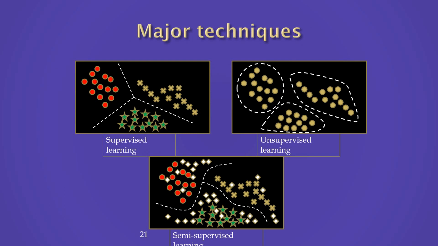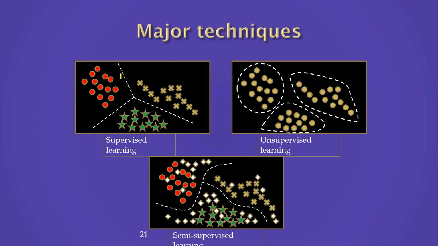Here it is shown pictorially how supervised learning can be done. In supervised learning these are the classes, and the classification can be done like this. In unsupervised learning these are the groups, and we can group the data items like this. And semi supervised learning is the combination of classification as well as clustering, so supervised as well as unsupervised learning can be done like this.